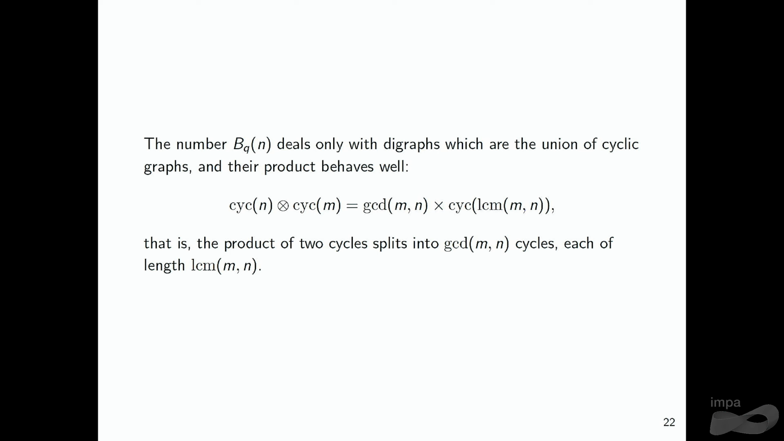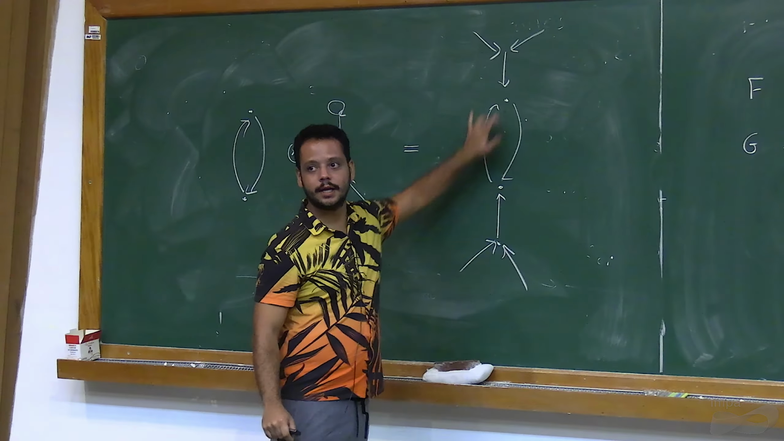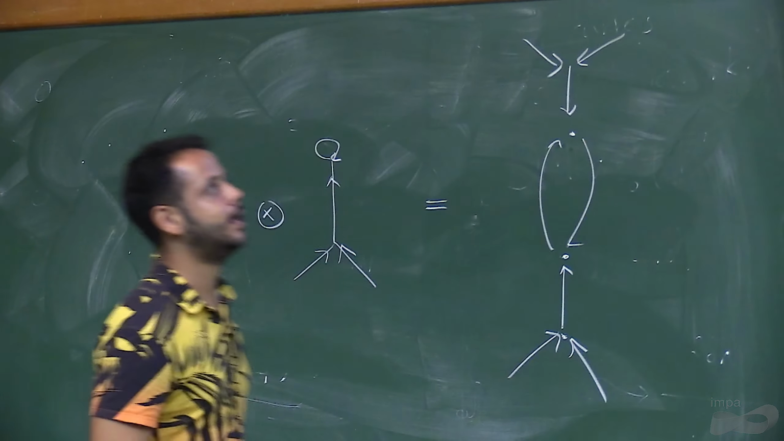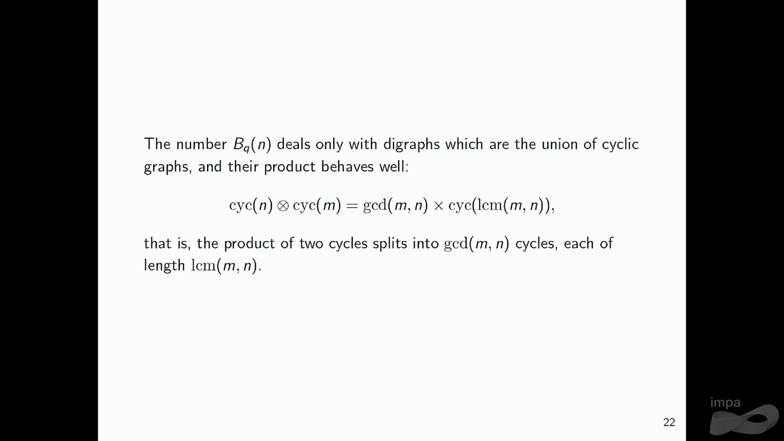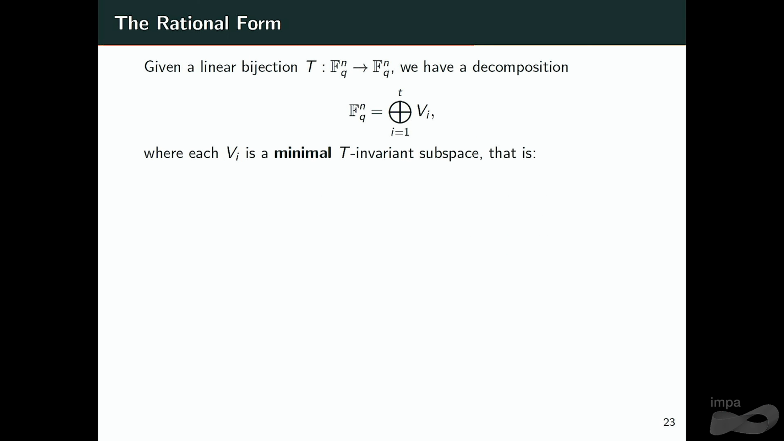So now I just need one more thing. I denote by psych n the cyclic directed graph with n nodes, right? So for instance, here, this is psych 2. And they behave very nicely through the tensor product, right? So if I have a cycle of length n and a cycle of length m, and I take the product, this splits into many copies of a cyclic graph of length the LCM of the two numbers, and the number of copies is just the GCD.